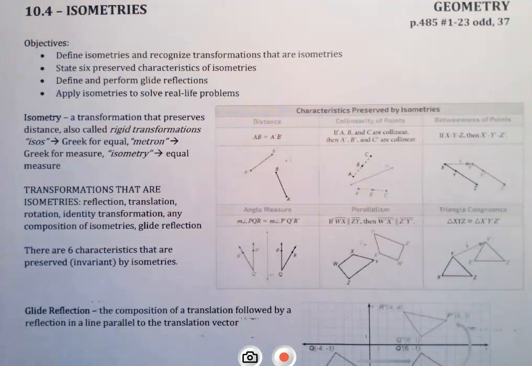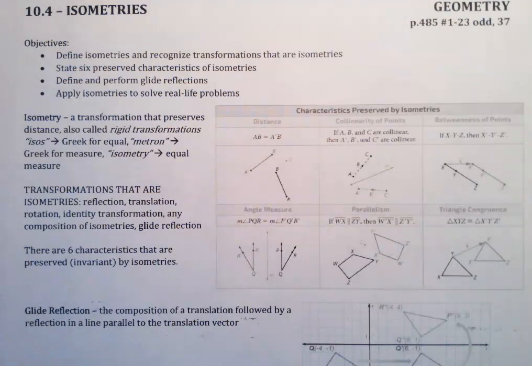All right. So isometry, first of all, is a transformation that preserves distance. All the ones that we've done are isometries, right? They're also called rigid transformations. We start there.